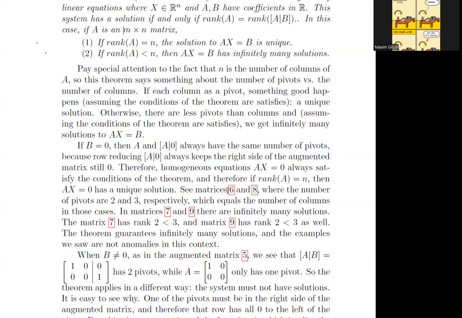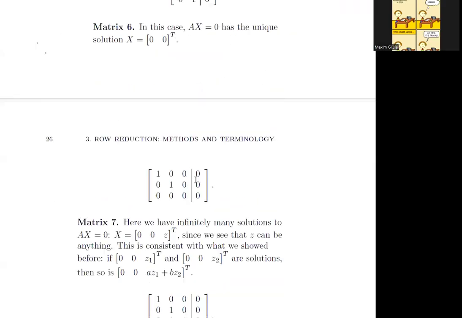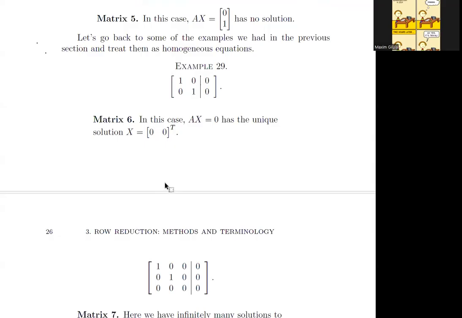So if we go back to matrices 6 and 8, where the number of pivots are 2 and 3, they equal the number of columns in those cases. So here's matrix 6. It has the unique solution 0, 0. So same number of pivots as there are columns of A. Sorry, I mean, this has the same number of pivots as this big thing. They both have 2 pivots. So the theorem applies. And here's a unique solution because the rank is equal to the number of columns of A.